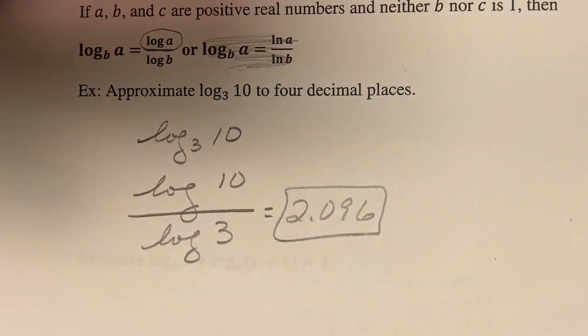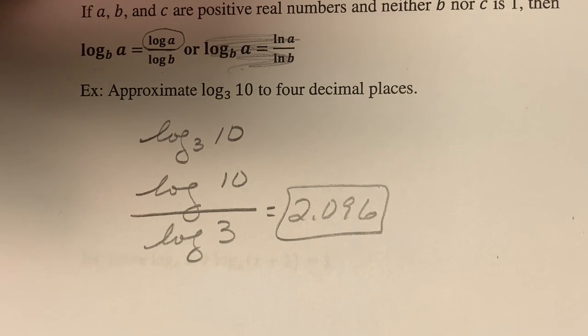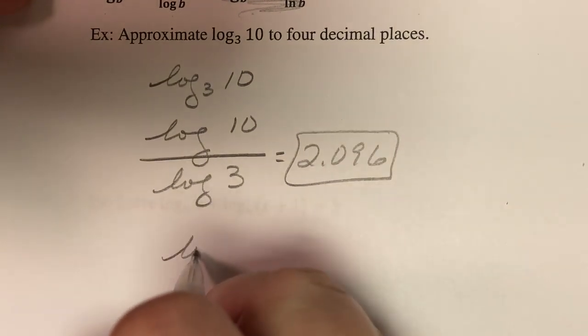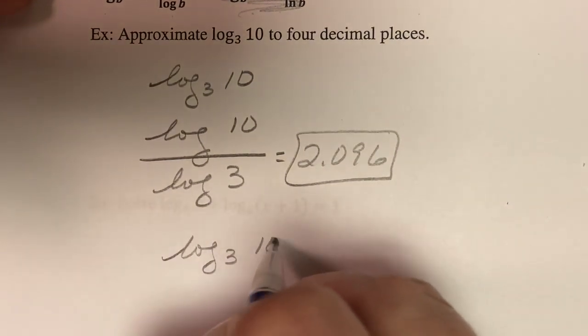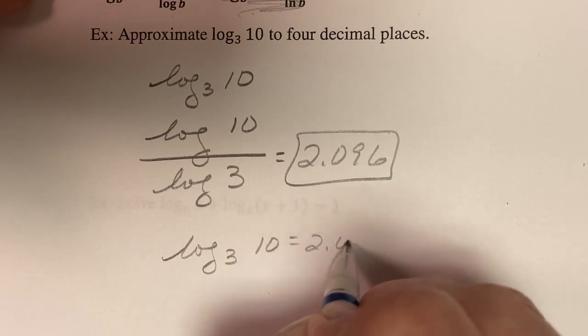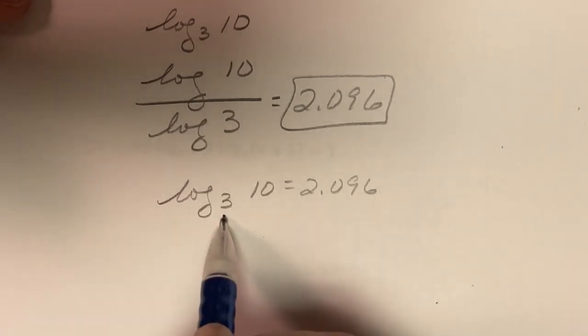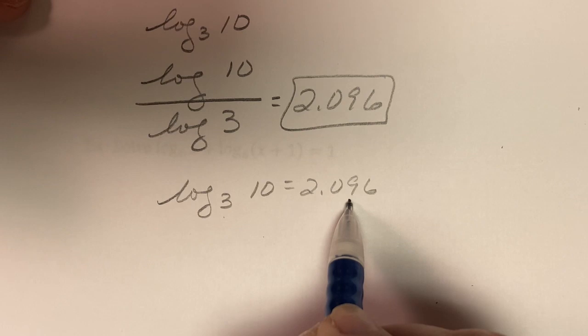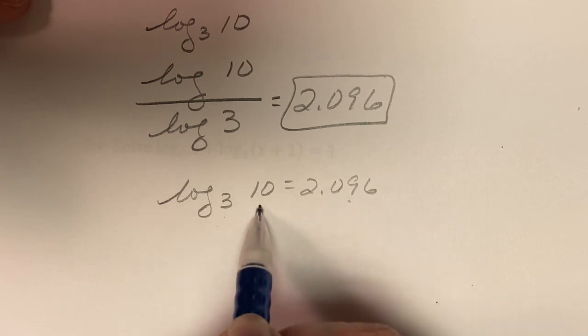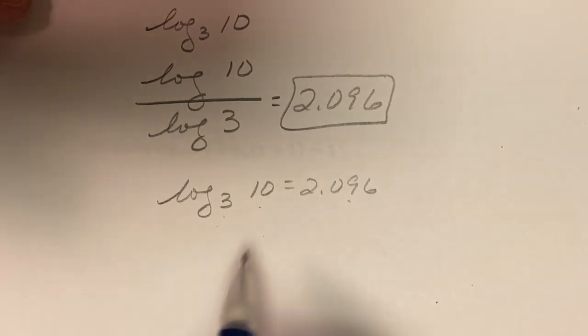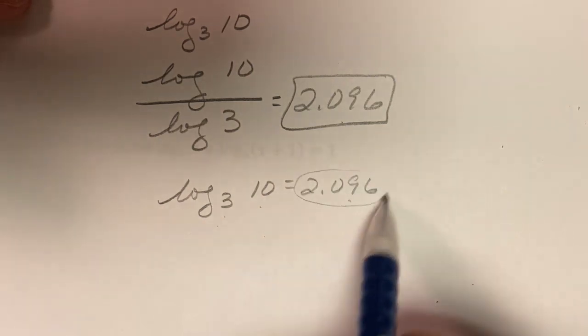There you go. So one last time, before we end this set of notes, I want to remind you of what you just found. You just discovered that the log base 3 of 10 is 2.096. So what you really found out is that if I take 3 to this power, using that relationship from the very beginning of logs, 3 to this power is going to be approximately 10. That's what you found. Whenever you find a log, you're really finding an exponent.